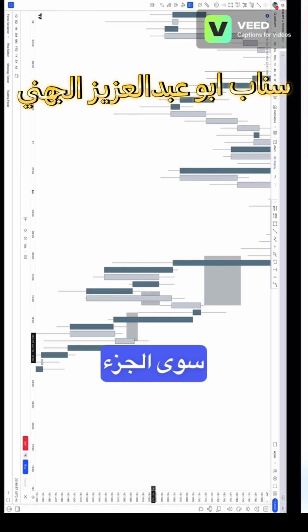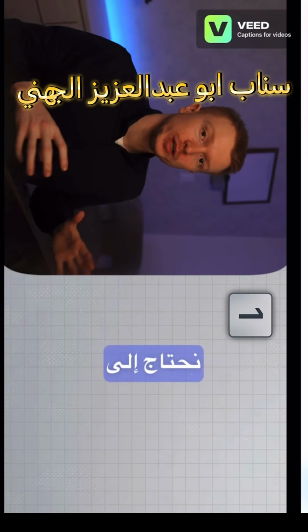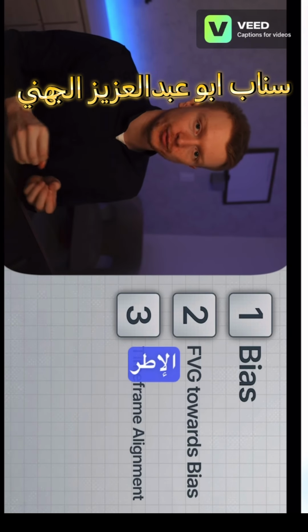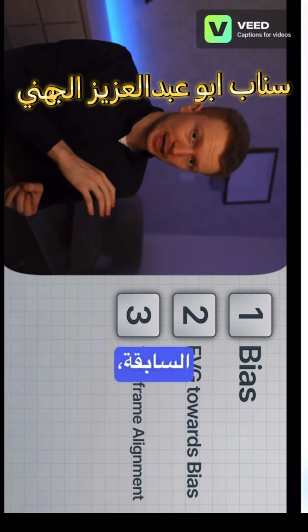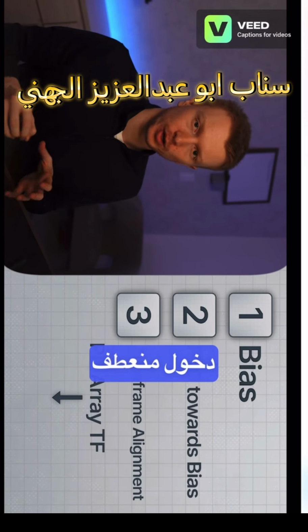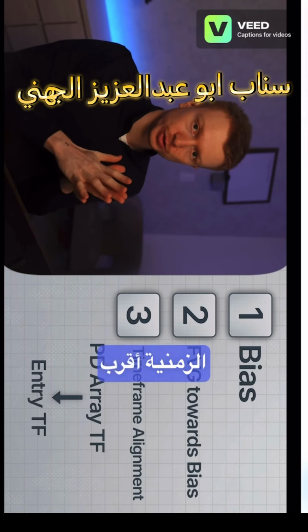But that's only the first part of a sharp turn, because now, of course, when we want to look for an actual entry, we need to understand the third step. And the third step is understanding time frame alignment. In previous videos, I have gone over different time frame alignments as well. When we're talking about a sharp turn entry model, the time frames need to be closer to each other.